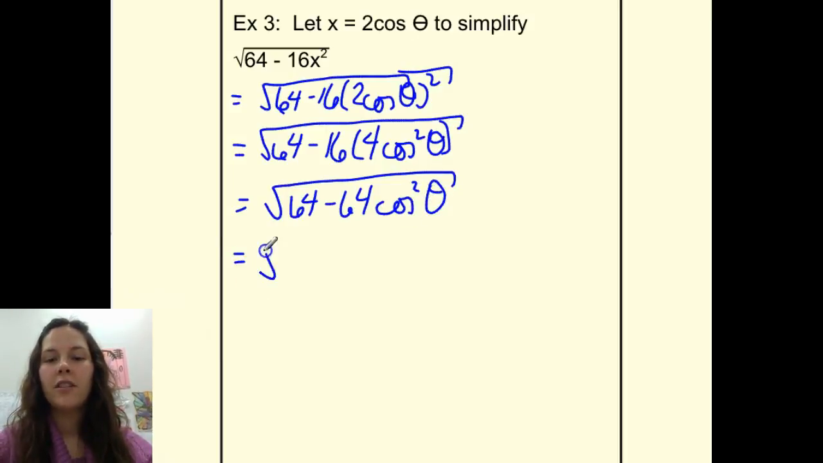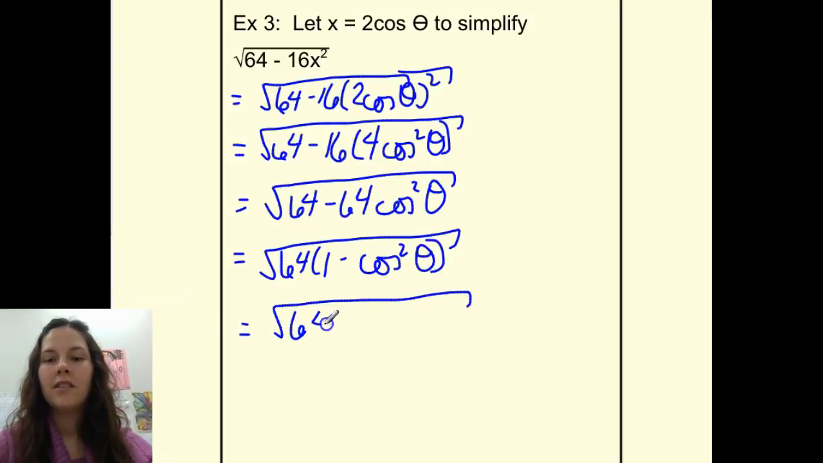So now we'll factor out the 64, leaving us with 1 minus cosine squared. This Pythagorean identity is sine squared. So we have 64 times sine squared, and then we'll take the square root of each piece, giving us 8 times the sine of theta.